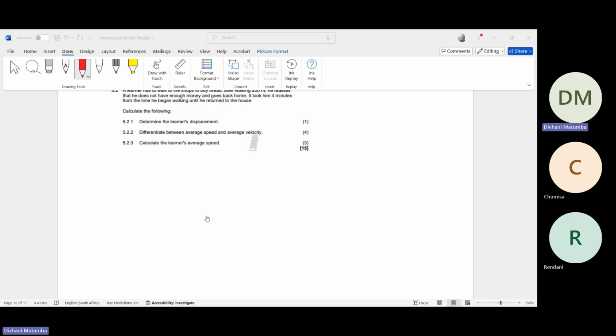Rendani, what is the slope of the velocity time graph? Acceleration. Yes, that's correct. Okay. What is the slope of the voltage resistance graph?